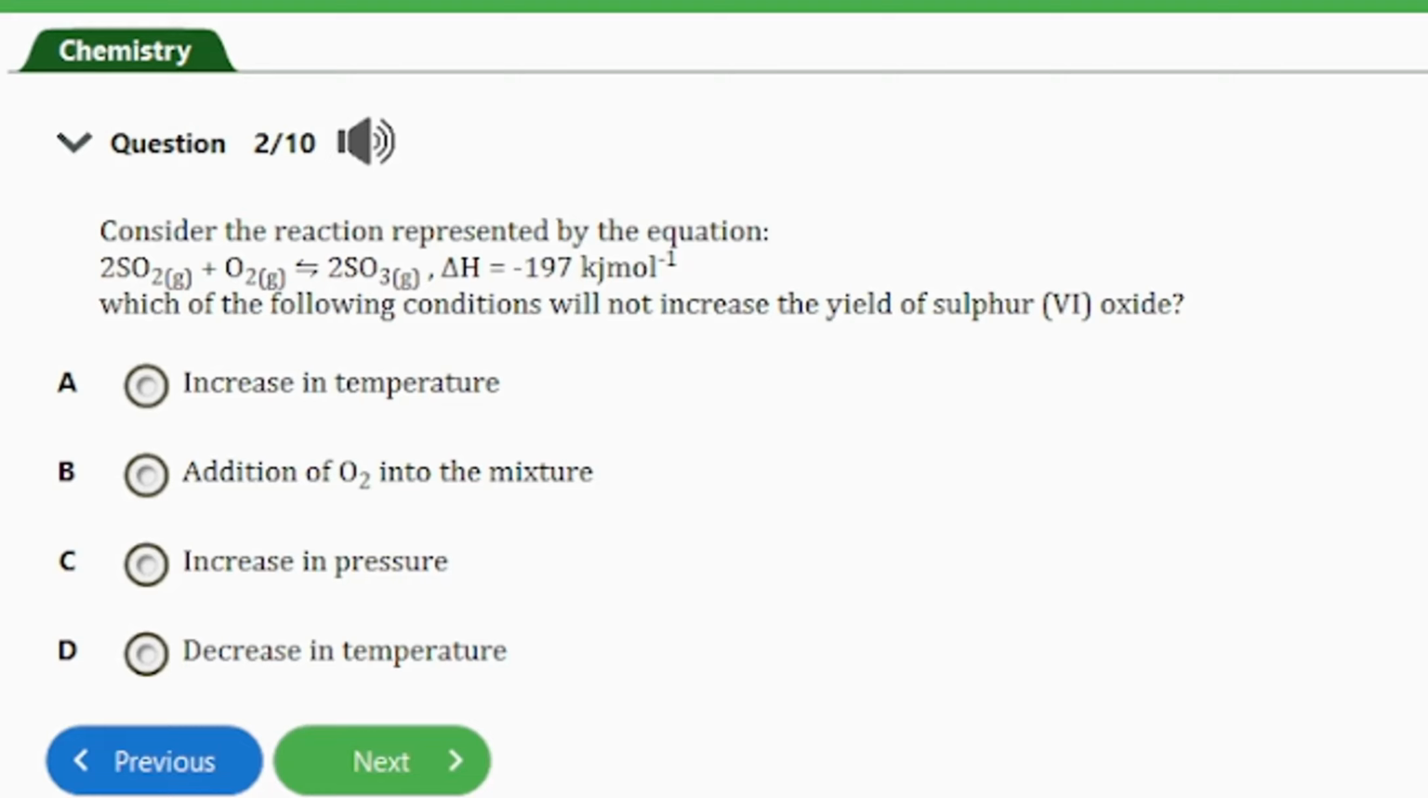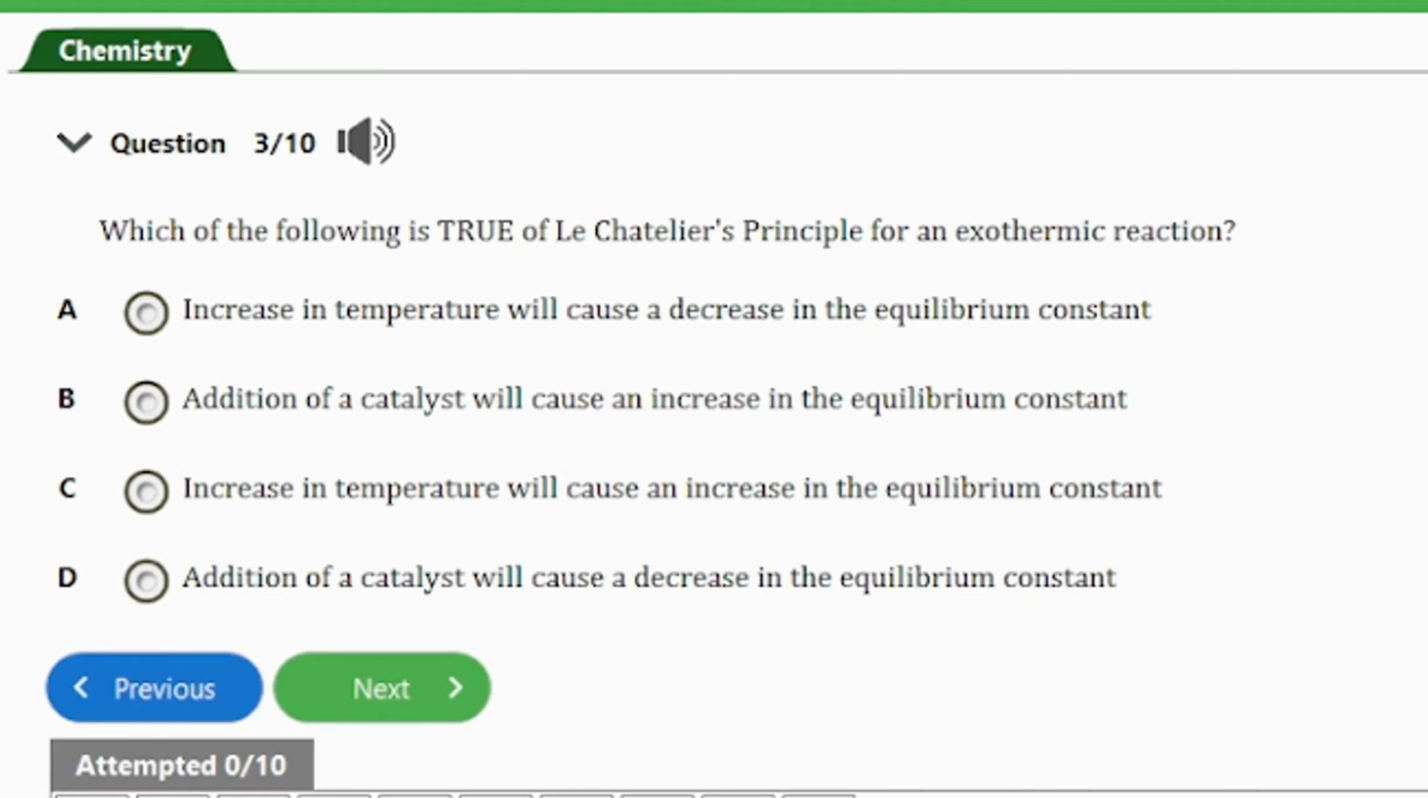So guys, the answer to this question will be increase in temperature. Since this is an exothermic reaction where delta H is negative, an increase in temperature will not favor a forward reaction in this situation. So guys, that's it for this question, and that's option A. So let's consider the next question.